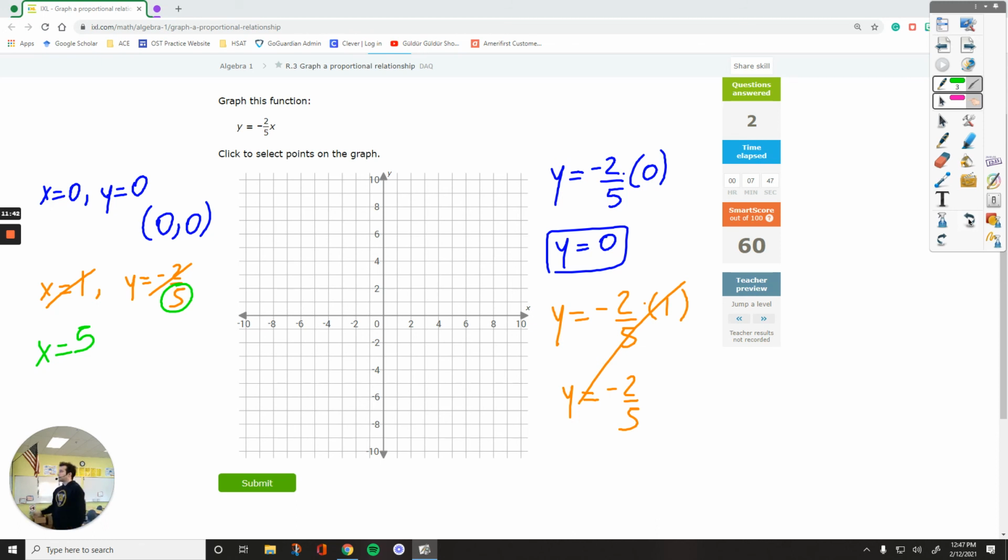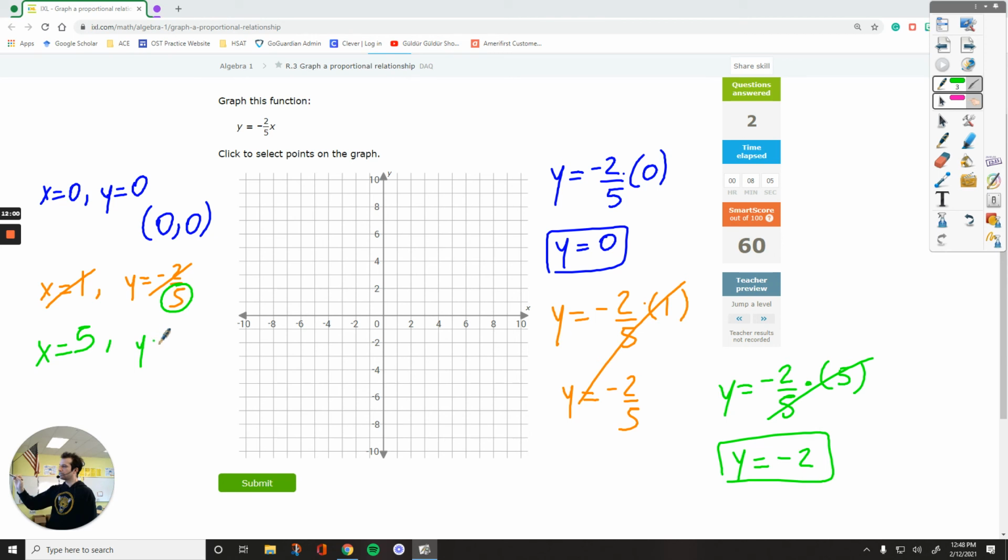So let's just plug it in, x equals 5. I'm rewriting the whole equation, y equals negative 2 over 5 times my x value. Now these are going to be gone. Y equals negative 2. Basically, if you plug in 5, the answer is negative 2. The point is going to be (5, negative 2). So go over 5, down 2, my bad. This is your second point, and the other point was (0, 0).